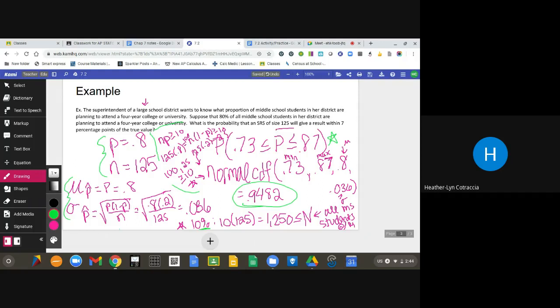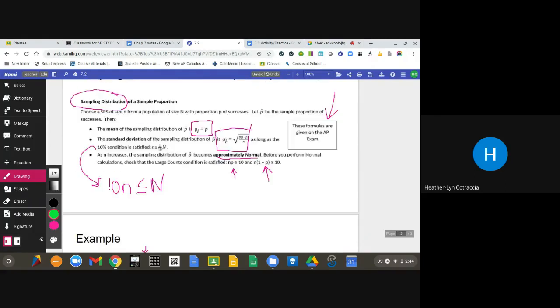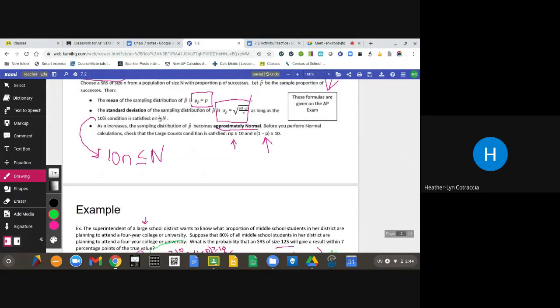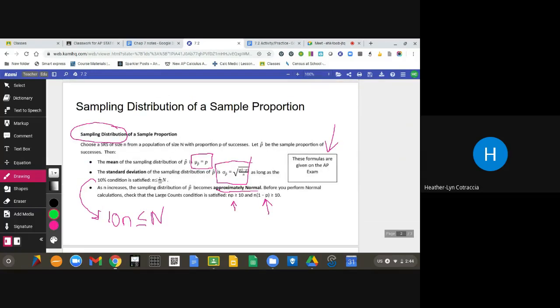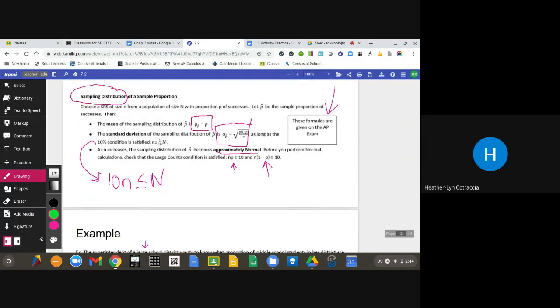So a couple of things to note. As your n increases, your distribution becomes more normal, so it gets rid of the outliers. I'm hoping in class to be able to do a simulation so that you can see this. It's so cool if I can get it to work. There's your mean and your standard deviation formula. And again, this is the formula for proportions. The next video will be on what to do for means.